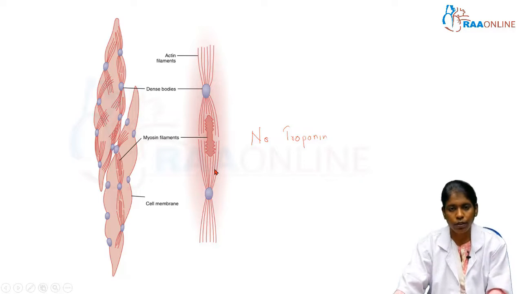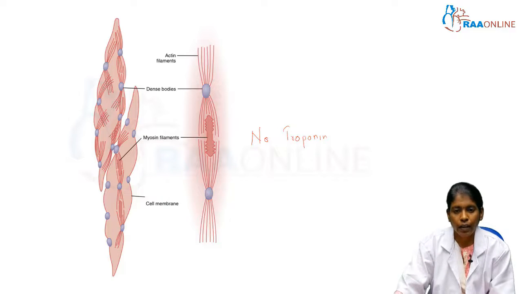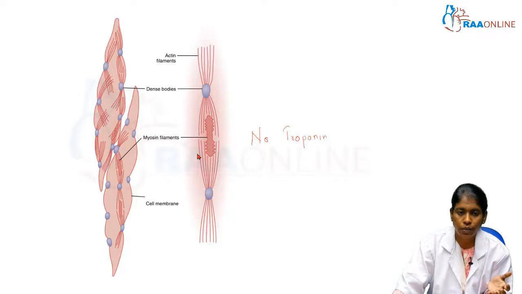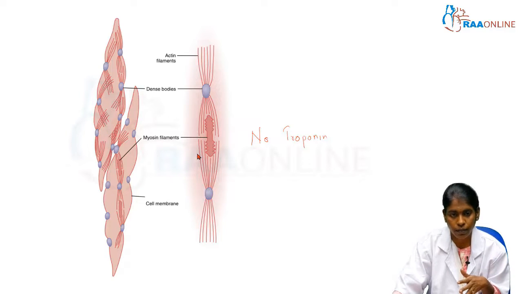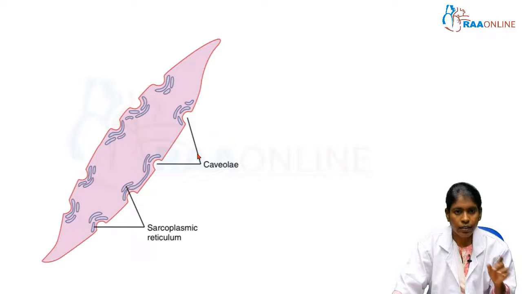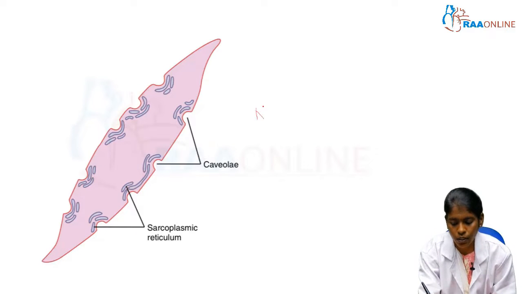So, the structure is similar to that of the skeletal muscle, and one important feature is that the content of myosin filaments as a whole is less in smooth muscle when compared to that of the skeletal muscle. And again, the T tubules are absent. So, the T tubules are absent in smooth muscle.